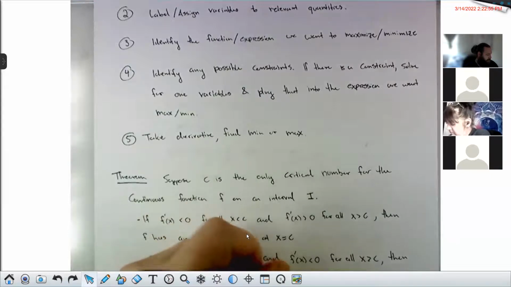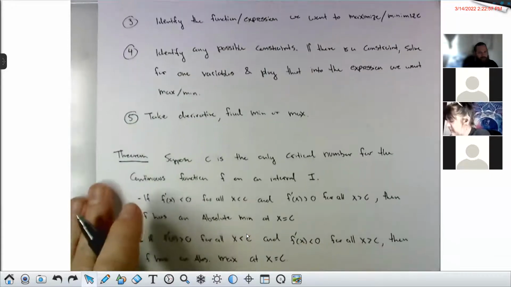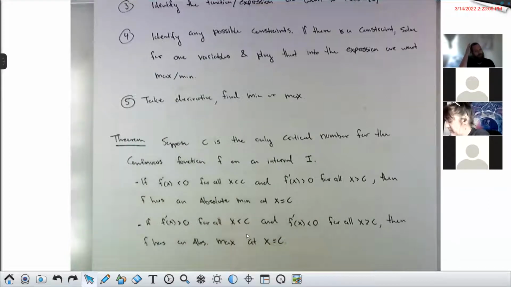Basically what this says is, if you're increasing everywhere to the left of c and decreasing everywhere to the right of c, that means you're going uphill, uphill, uphill, downhill, downhill, downhill, and you never did anything else. So the top of that hill is the highest you ever got. Or if you're going downhill, downhill, downhill, then uphill, uphill, uphill, and you never turn around again, then that min, the bottom of that valley, is the lowest you ever got.